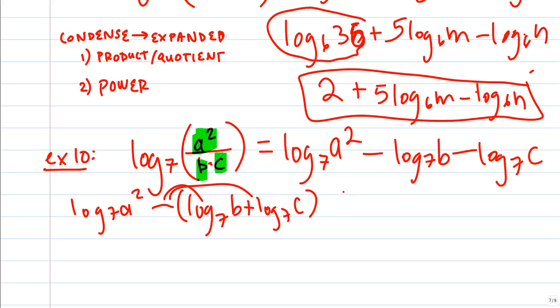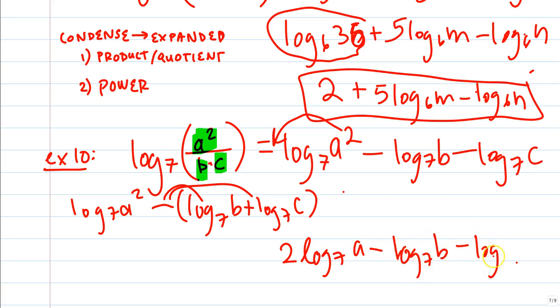Anything else we can do? Yes, expand the power. The 2 comes to the front, so we end up with 2 log base 7 of a minus log base 7 of b minus log base 7 of c.